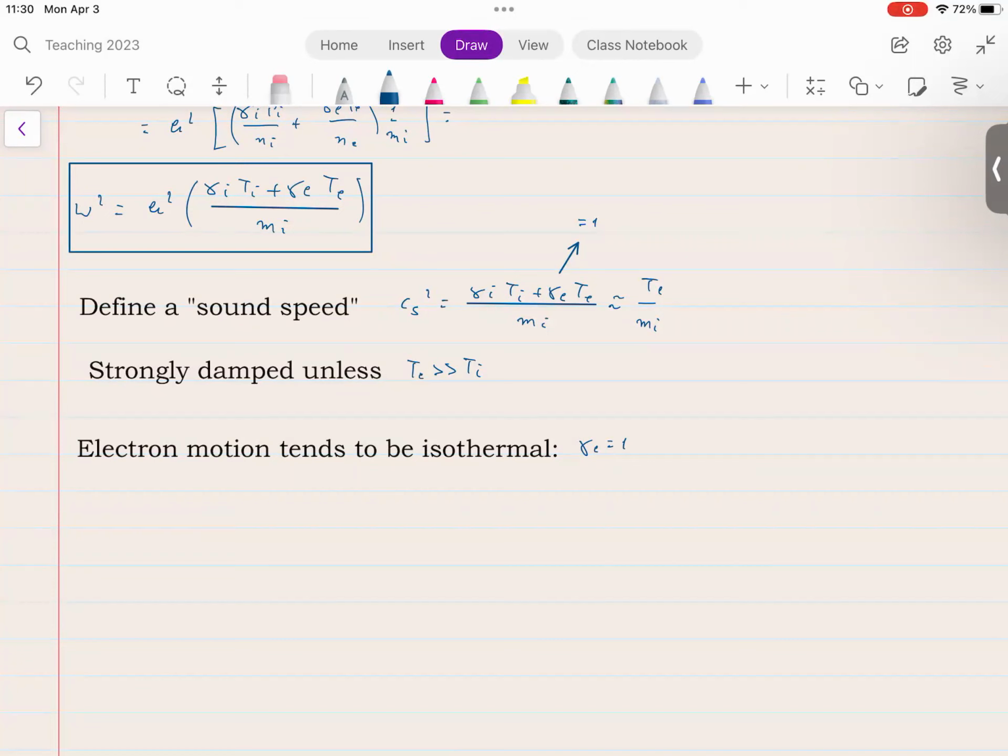Last but not least, these waves are typically called ion acoustic or ion sound waves. Ion acoustic, or ion sound waves.